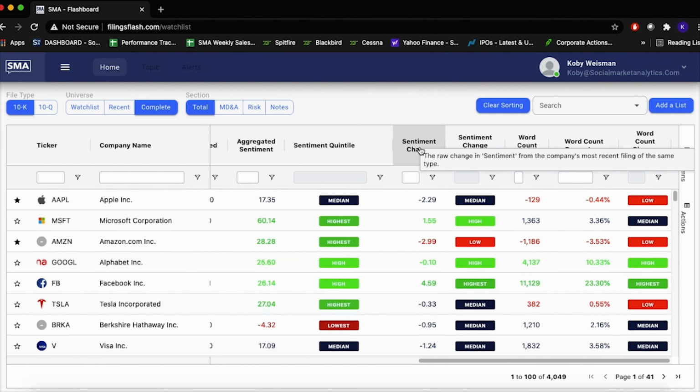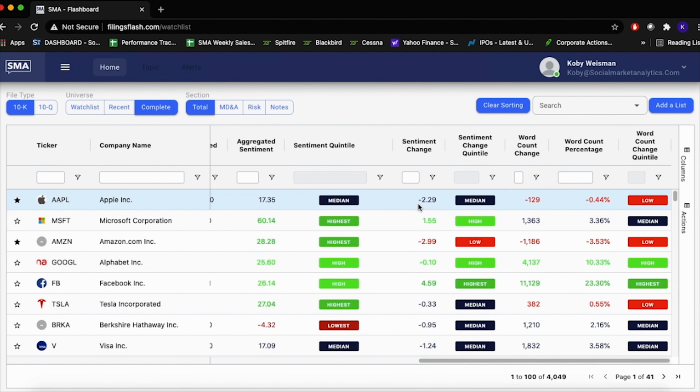Sentiment change is an important factor because this shows if sentiment has increased or decreased quarter over quarter or year over year. In this case, we can see Apple's sentiment decreased 2.29 when their total sentiment is 17.35 currently. This change is not super significant considering it is in the medium quintile, which I will get into further.